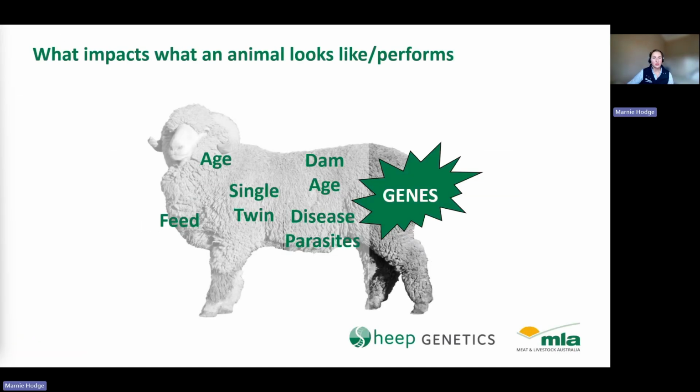We know that what an animal looks like or how it performs can be influenced by a range of different things. How much that animal has eaten or its nutritional status, how old that animal is, whether it was born a single or a twin, and also raised a single or a twin, how old the dam was, and also that animal's health status. But ultimately as well, what that animal's genetic merit is.